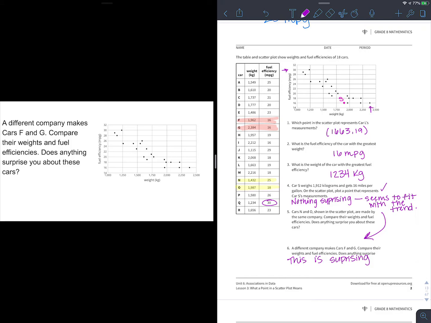Okay, so again, just analyzing the data via table and a scatter plot. Depending on the question, we either use the scatter plot or we use the table or we use a combination of both, but that's what kind of helped us make those decisions about our answers.